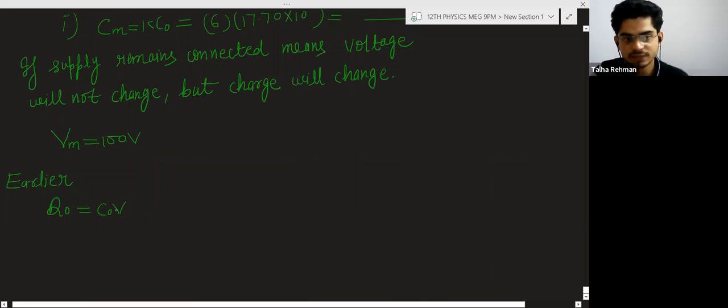Earlier the charge was this, and now after introducing the mica, and remember the supply is connected, the charge when mica is connected will be: charge is capacitance into voltage, Qm = Cm × Vm. So what is the capacitance? K times C naught, and Vm will remain the same. Vm is equal to V.